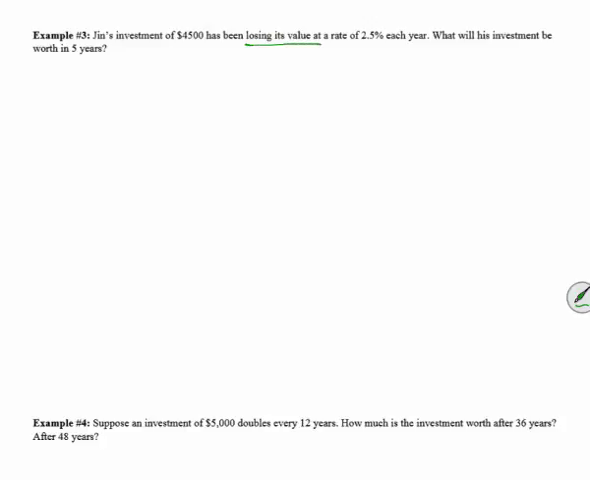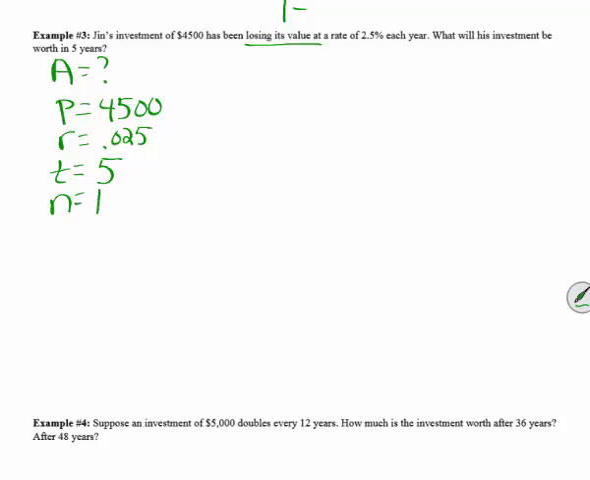All right, another example. So Jim's investment of $4,500 has been losing its value, right? Losing its value, which means instead of doing a 1 plus in our formula, we're going to have to do 1 minus. At the rate of 2.5% each year, what will his investment be worth in 5 years? So I still have to know all my parts. I have to know A, which is what we're looking for. P is how much he put in, $4,500. R is the rate that he's losing it, 0.025. T is 5 years, and N is 1, because each year means annually.